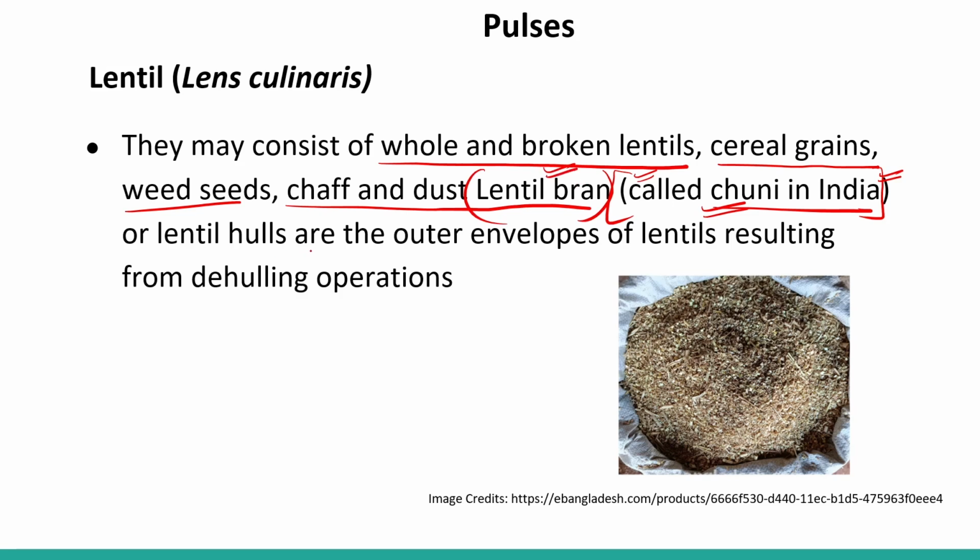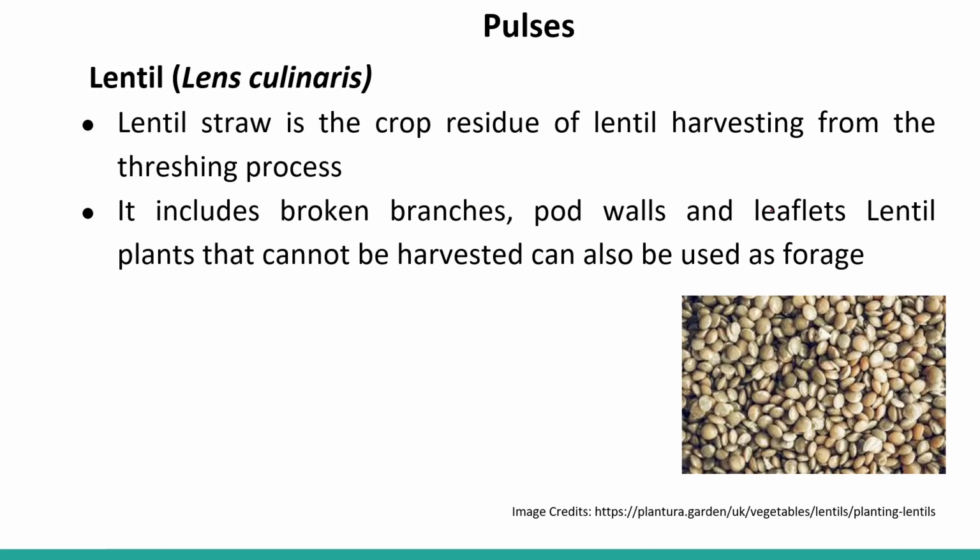Lentil hulls are the outer envelopes of the lentil resulting from the dehulling operation. So here you can see this is used for chunni. This is the chunni that is used for feeding our livestock. Lentil straw is the crop residue of the lentil harvesting from the threshing process. So when the lentil seeds are threshed off, the residues that remain are called lentil straw.